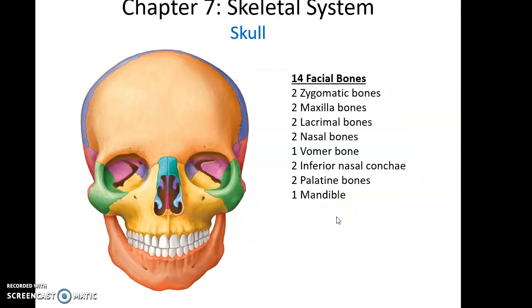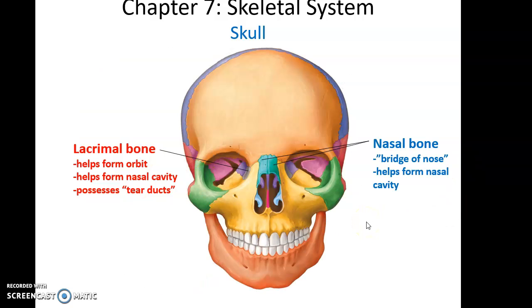Facial bones. There are 14 facial bones. 2 zygomatic, 2 maxilla, 2 lacrimal, 2 nasal, 1 vomer, 2 inferior nasal conchae, 2 palatine, 1 mandible. So the lacrimal bones are part of the orbits, so they help to form the orbits. They also help to form the nasal cavity, and they have little ducts, little openings that connect the orbits to the nasal cavity, so tears can flow into the nasal cavity.